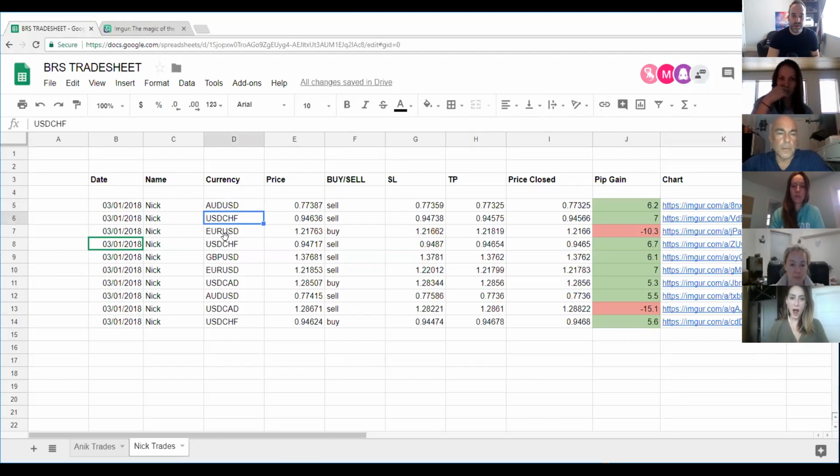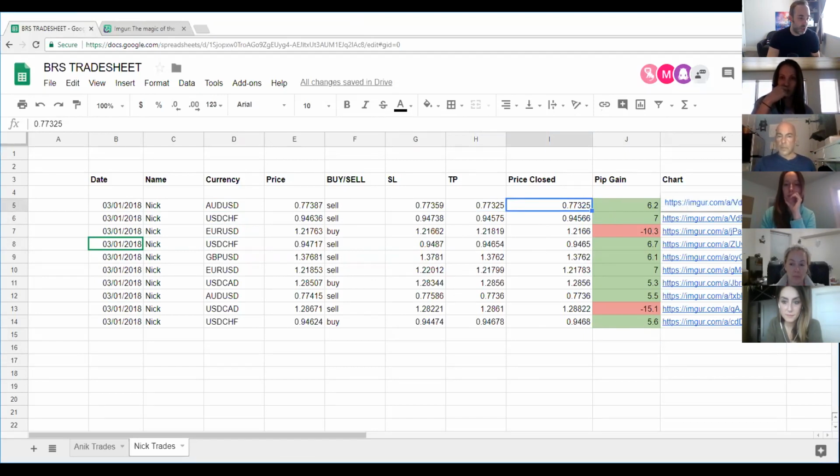Here I listed the currency pairs, the price, the buy or sell, the stop loss, the take profit, and the price it closed at, right? So you'll see that on the green ones, the winners, the price that it closed at is almost or the exact same price as the take profit, right? And for every trade I did, I also took a screenshot of the chart.